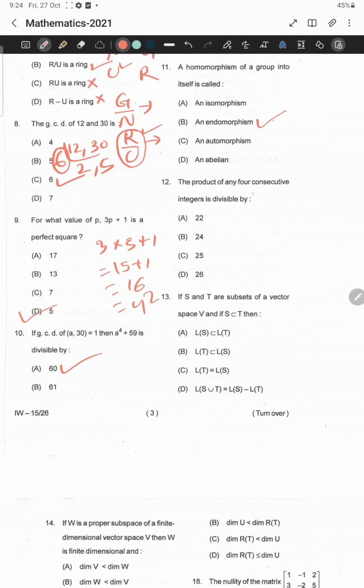The product of any 4 consecutive integers is divisible by 22, 24, 25 or 26. Let us verify the options. The product of 4 consecutive integers looks like n, n plus 1, n plus 2, n plus 3. Suppose n is even. Then n is divisible by 2, n plus 1 is odd, but n plus 2 is even, so it is also divisible by 2. Here is a factor 2, and here is also a factor 2, so we get 2 to the power 2, meaning the number should have factor 4 at least.